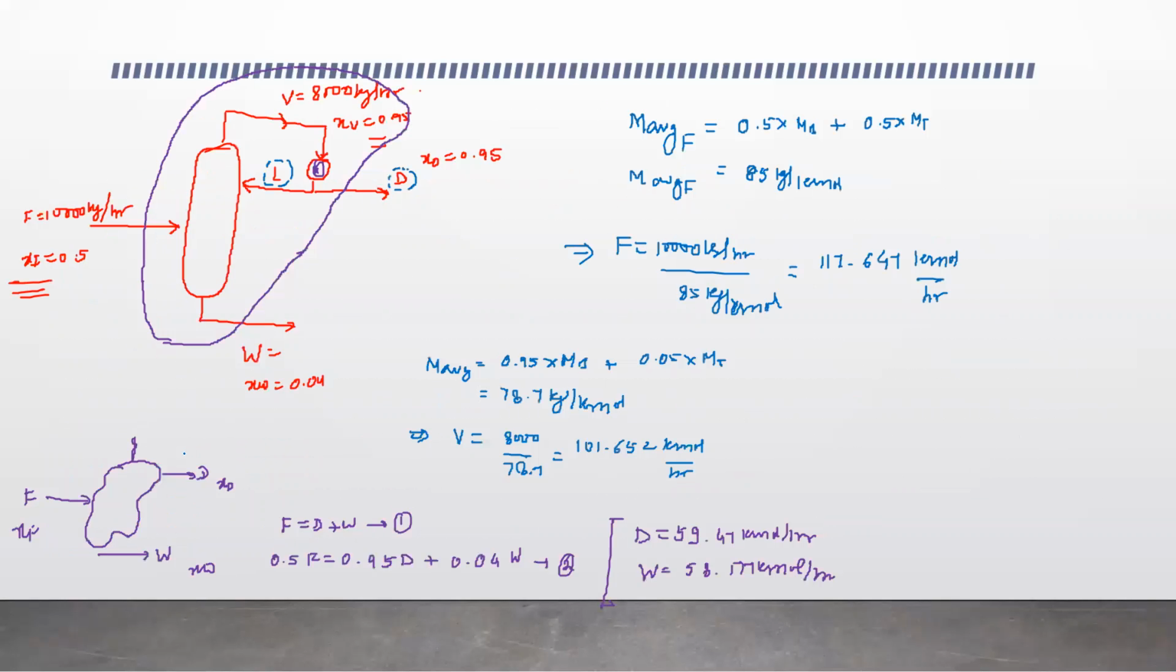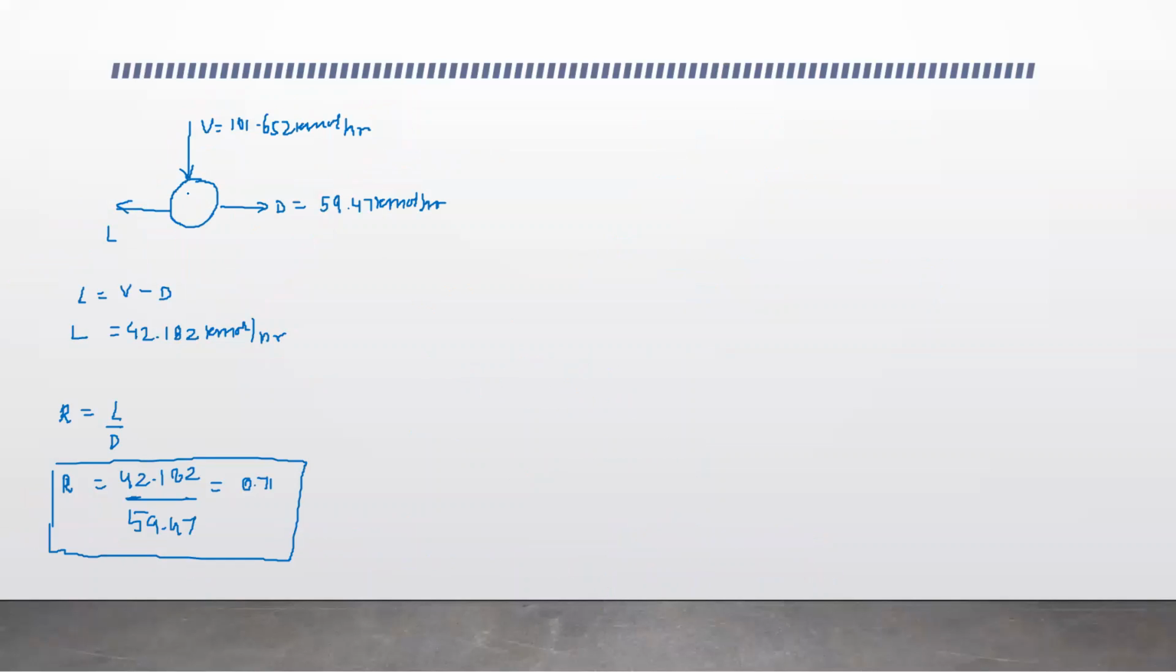Okay, so what we did in this problem was, first of all, we converted F and V from kg per hour to kilomole per hour. Once we got everything in kilomole per hour, we went on to do the material balance and found D and W. We made an overall control volume and found D and W. After that, we did the balance about the condenser. Once we did the condenser balance, we found the liquid that has been sent back. And then we found the reflux ratio. Okay. So hope this part is clear.